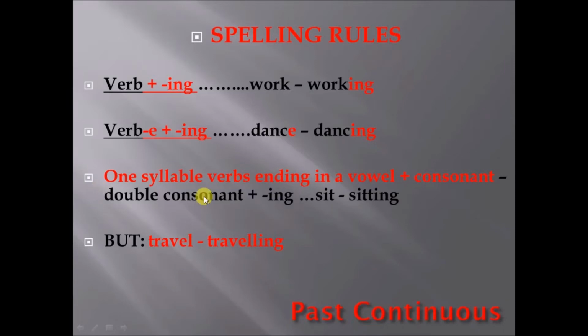One-syllable verbs ending in a vowel plus a consonant, they double the consonant. Example, sit becomes sitting with a double T. But there are some verbs which are more than one syllable, like travel, but they double the consonant anyway.